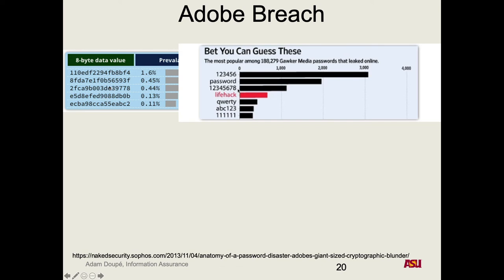Why is it not 1234567? Why the two more? I guess people think it's much better, but they all end up using it. The fourth one is lifehack, which is very interesting. So why do you think that's the fourth most common here? Was that a forum, maybe? It was the name of the site that got hacked, yeah. The site was called LifeHack, so that's what people used as their password. Next was QWERTY, ABC123, and just six ones.